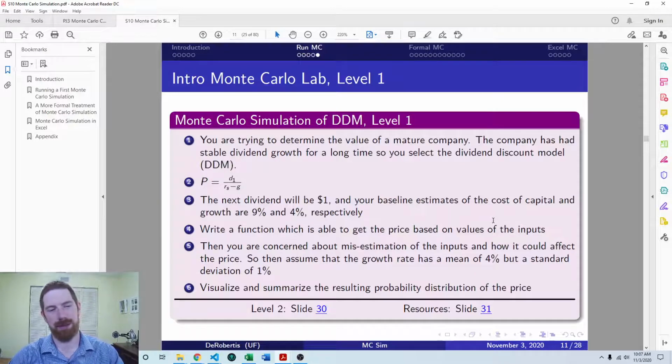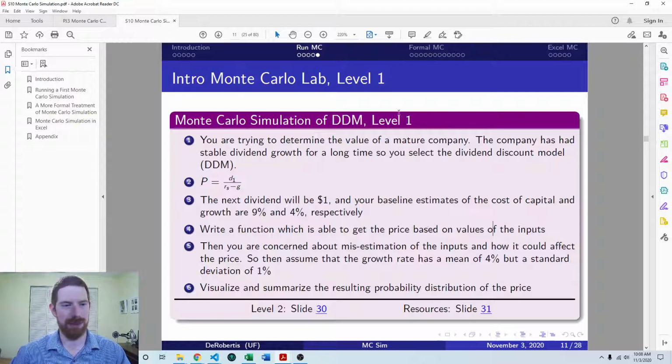But then as the modeler, you're concerned that some of these inputs could have been misestimated. Maybe the growth isn't 4%, maybe the cost of capital isn't 9%. So how can we evaluate changing these and understand what are the chances of achieving different prices based on the possibility that these values could be different? That's where the Monte Carlo simulation comes in.